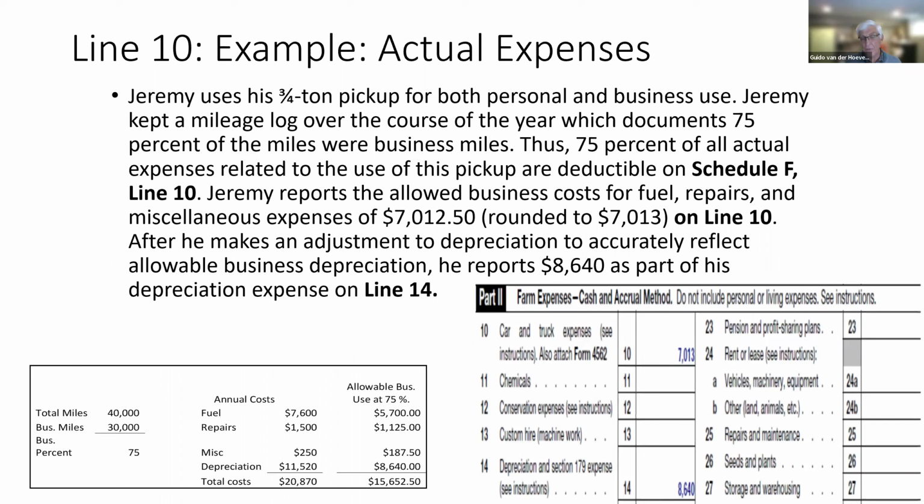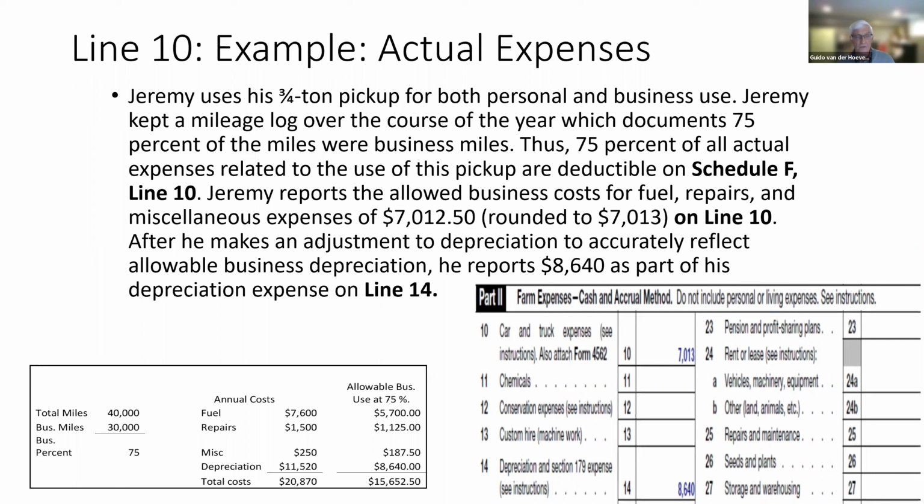We got Jeremy, he's got a 3/4 ton pickup. He uses it both for personal and business. Now he keeps a mileage log separating those two, and it ends up being that 75% of the miles were business miles. So he could have saved himself some heartache, but at the end of the day, he's got 75% of all those actual expenses, and he would deduct those on line 10. He would also have the depreciation reflected on line 14.